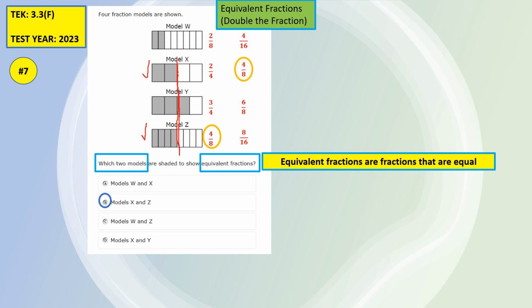And if you did, rock star. And if you didn't, rock star in training. But you're working on it, and that's all that counts. Let's move on to the next question.